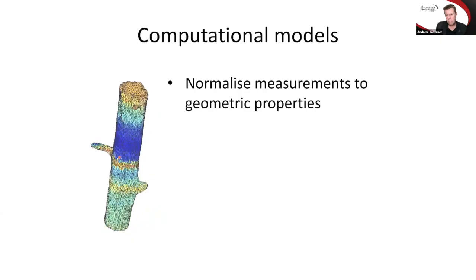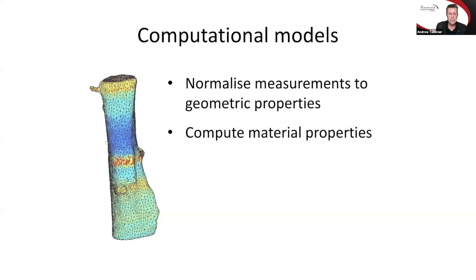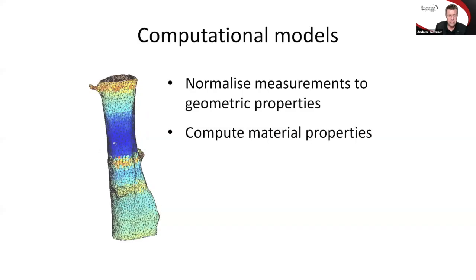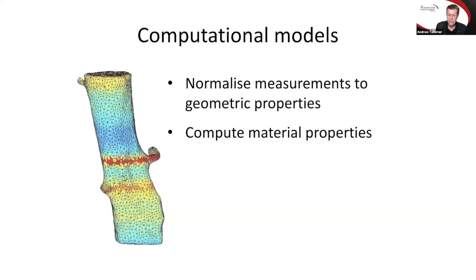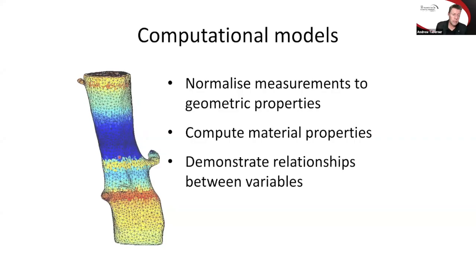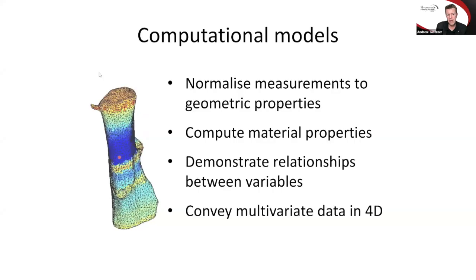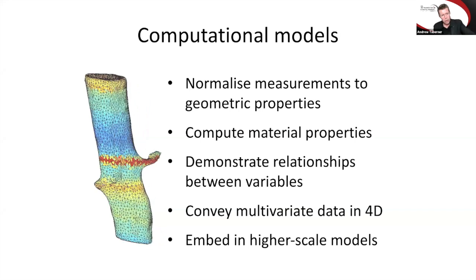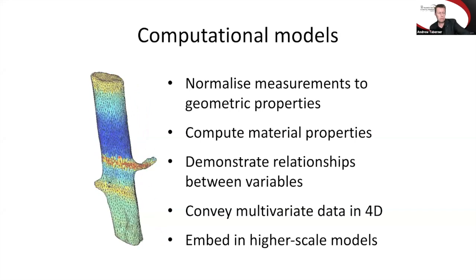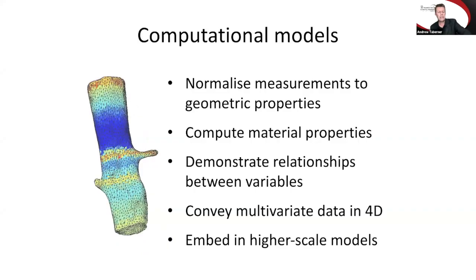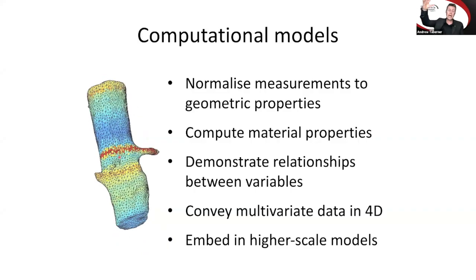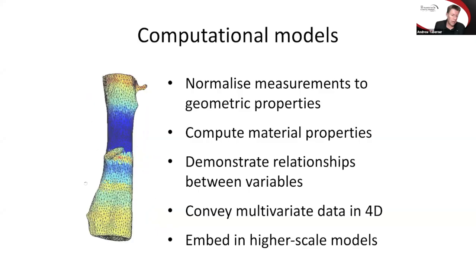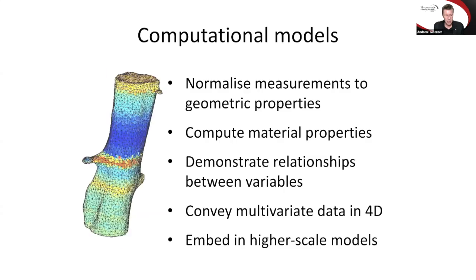So with this information, we can now normalize our measurements of force to known geometrical properties. We can compute material properties for constitutive laws that describe the contraction of the heart and its tissues. We can demonstrate the relationships between these variables and convey all of this information in 4 dimensions. And of course, this sample, well, it's a 3-dimensional sample, but it contracts primarily along its length, can now be embedded inside a much larger model that describes the entire organ of the heart. And all of those equations can be solved simultaneously.